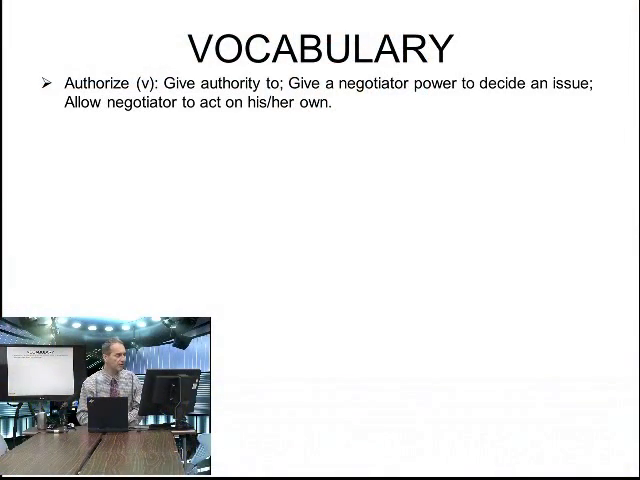Let's jump into our vocabulary now. So these are all vocabulary highly related to how do you do the distributive bargaining when you talk, your tactic, how do you do it? So let's look at some of the words that are very common for this kind of approach. Authorize. Authorize means how much did your boss say you can give? How much discount or how much price can you pay? That's authorize.